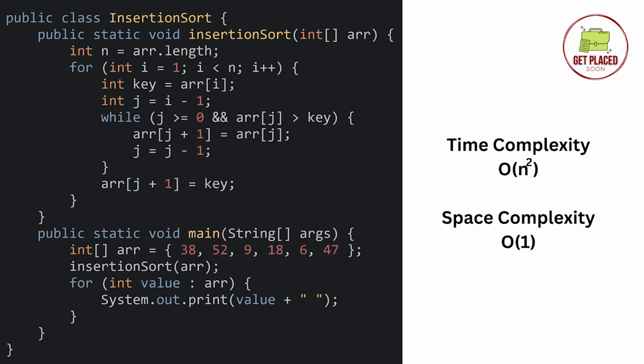Space complexity of insertion sort. The space complexity of insertion sort is O of 1, which means it uses a constant amount of extra space regardless of the input size. The sorting is done in place, meaning it doesn't require additional memory proportional to the input size.